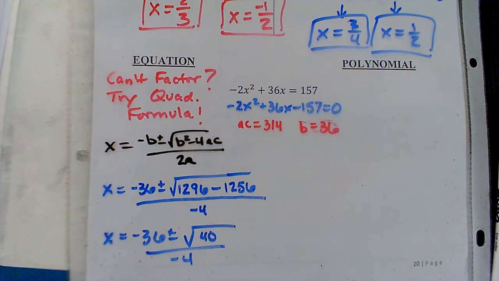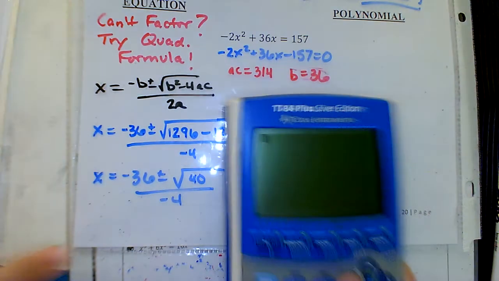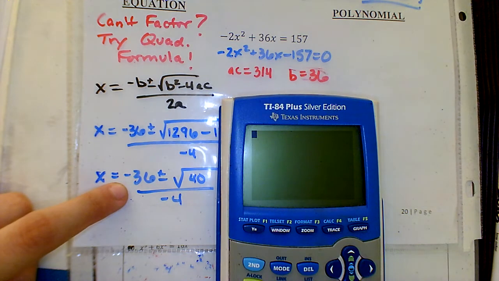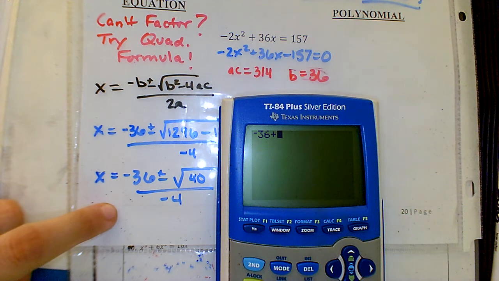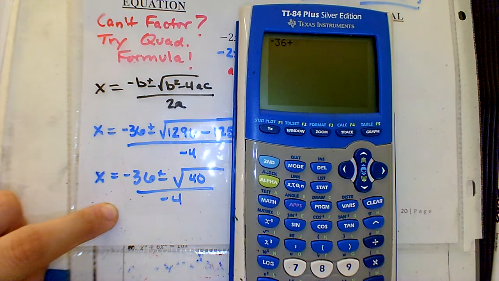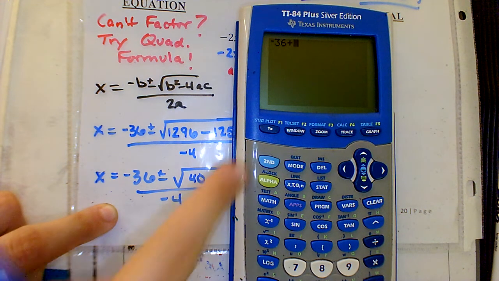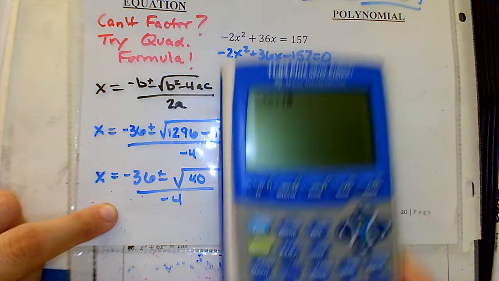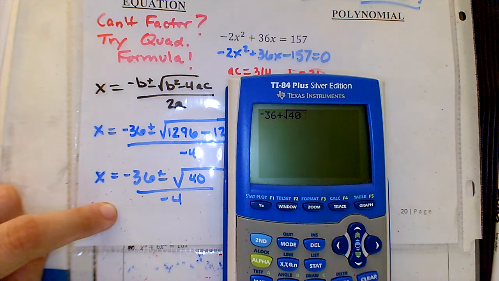So most likely we're going to have two solutions in this case as well. I'm going to show you how to type this in on your calculator with the square roots. Type in negative 36 plus the square root. The square root option is in blue above the x squared key, so we have to hit the blue second button first. That should pop up a square root symbol on your screen, and we can type in 40. I want you to immediately hit enter.